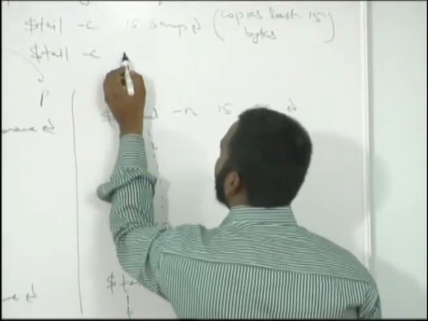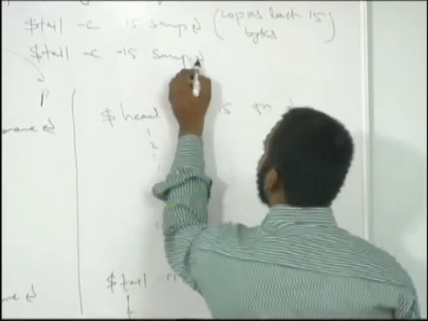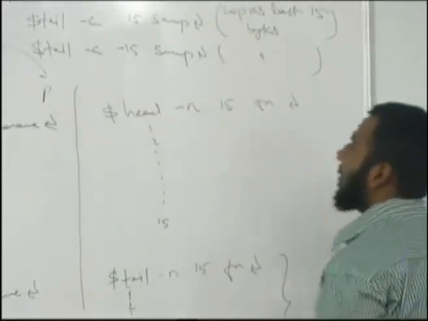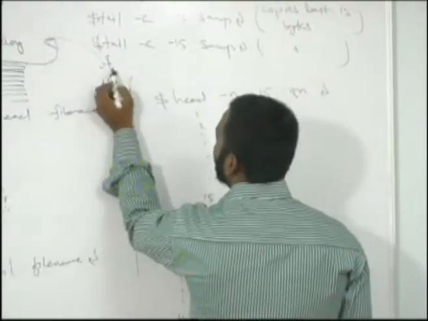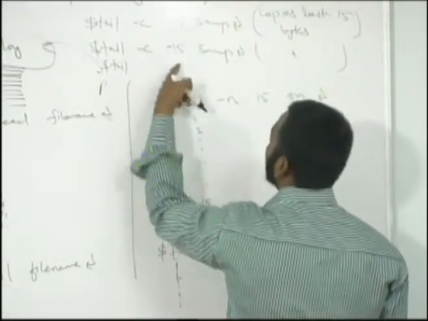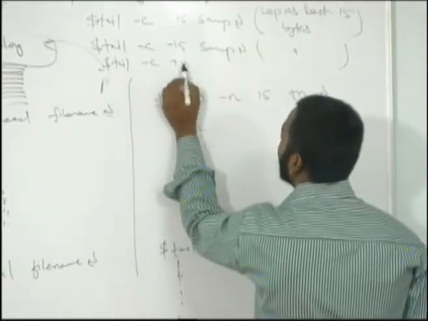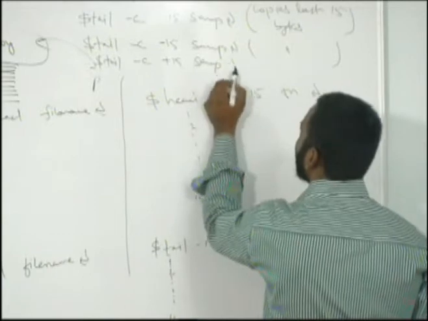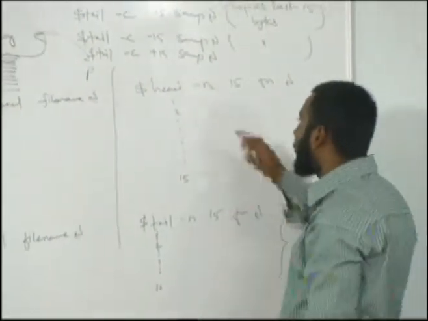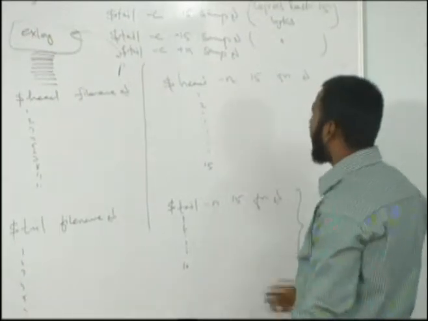Tail option C, minus 15 SAMP, also does the same thing. Whether you give the minus symbol or not, both of them work in the same way. But when I use option C plus 15 SAMP here, it means it will skip the first 14 bytes and start printing till the end.